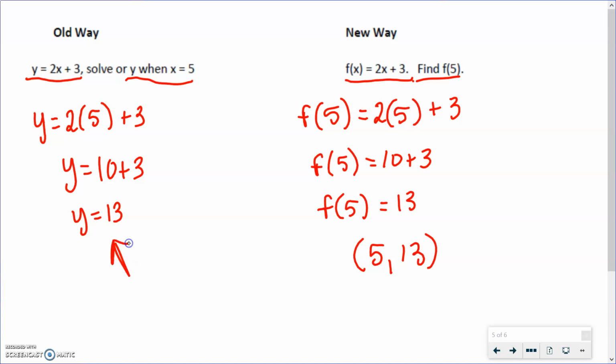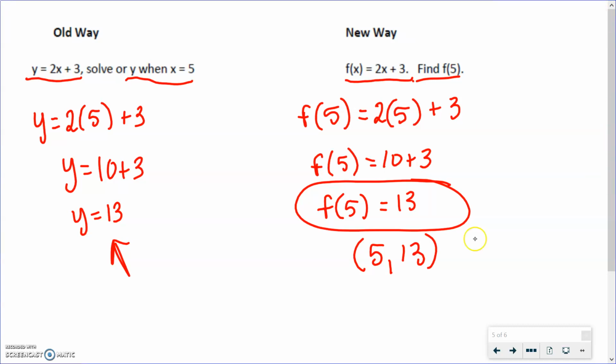Over here, at the end, when I just have y equals 13, I'm not given that amount of information. So the nice thing when we use function notation is that we can see the x and the y value at the end when we're evaluating. Okay, so use that idea and evaluate the 5 functions underneath this on your notes.